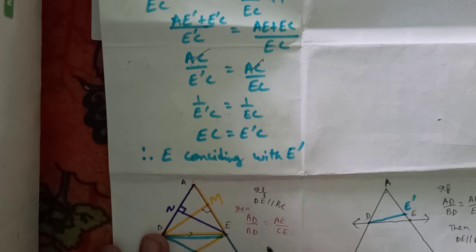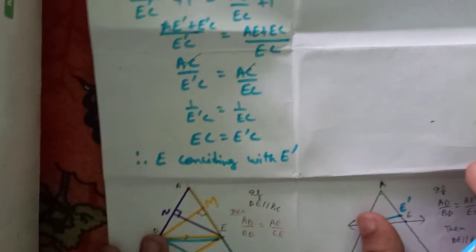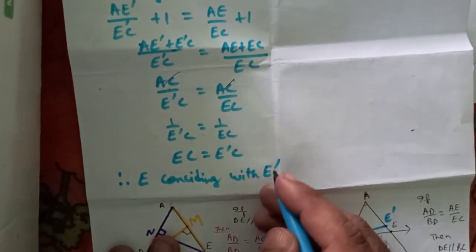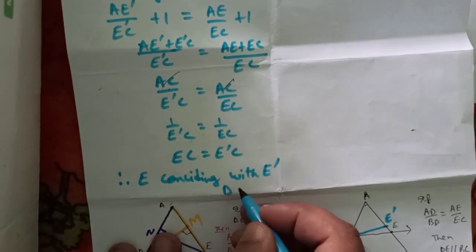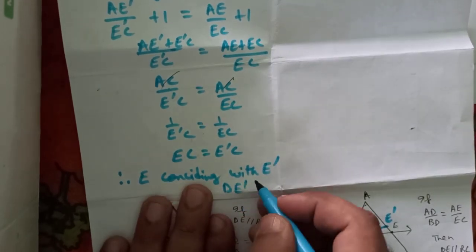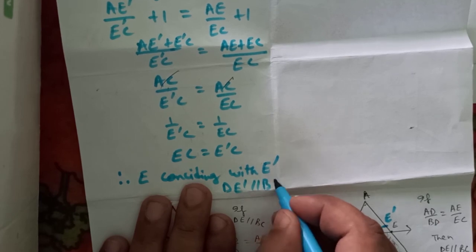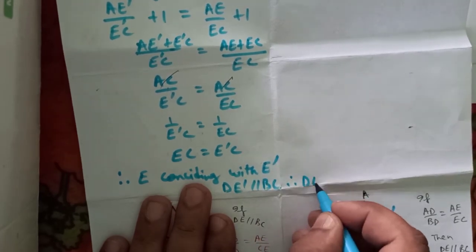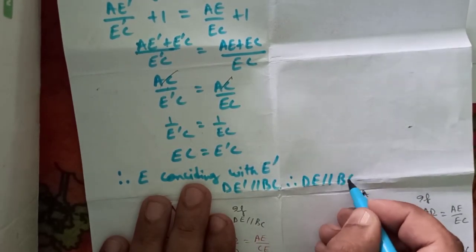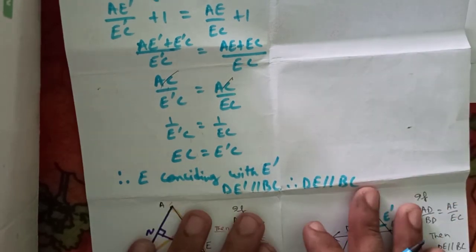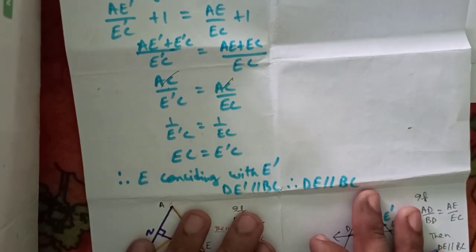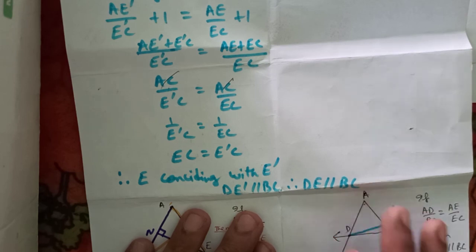Okay, and if E is coinciding with E dash, so what we can say? We can say that DE dash is parallel to BC, therefore DE will be parallel to BC. Hence it is proved that the line which is intersecting the two other sides of the triangle in the same ratio is parallel to the third side. That's it. Thank you.